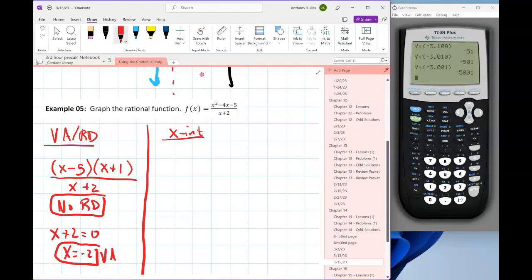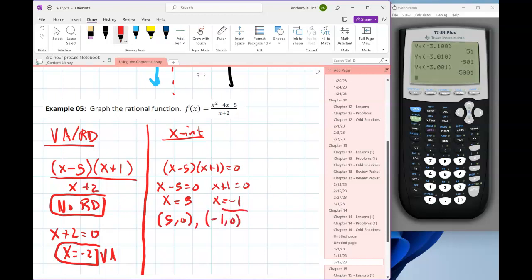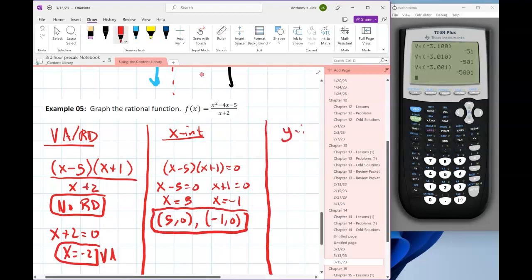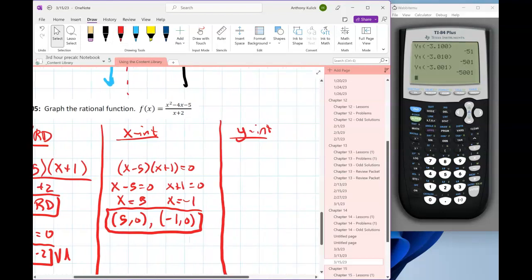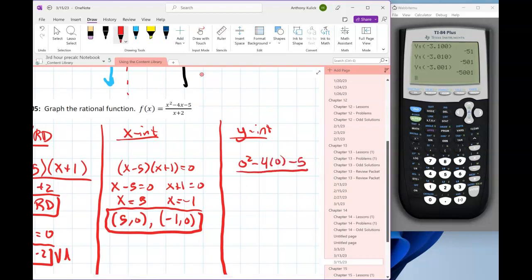To find the vertical asymptote, we just set the denominator equal to 0. How do we get the x-intercept? Yeah, we take the numerator and set it equal to 0. I'm going to do the factored form because to solve a quadratic, that makes life easier. So I have 2 x-intercepts. How do I get the y-intercept? 0 for x. And usually we like to do that with the original.